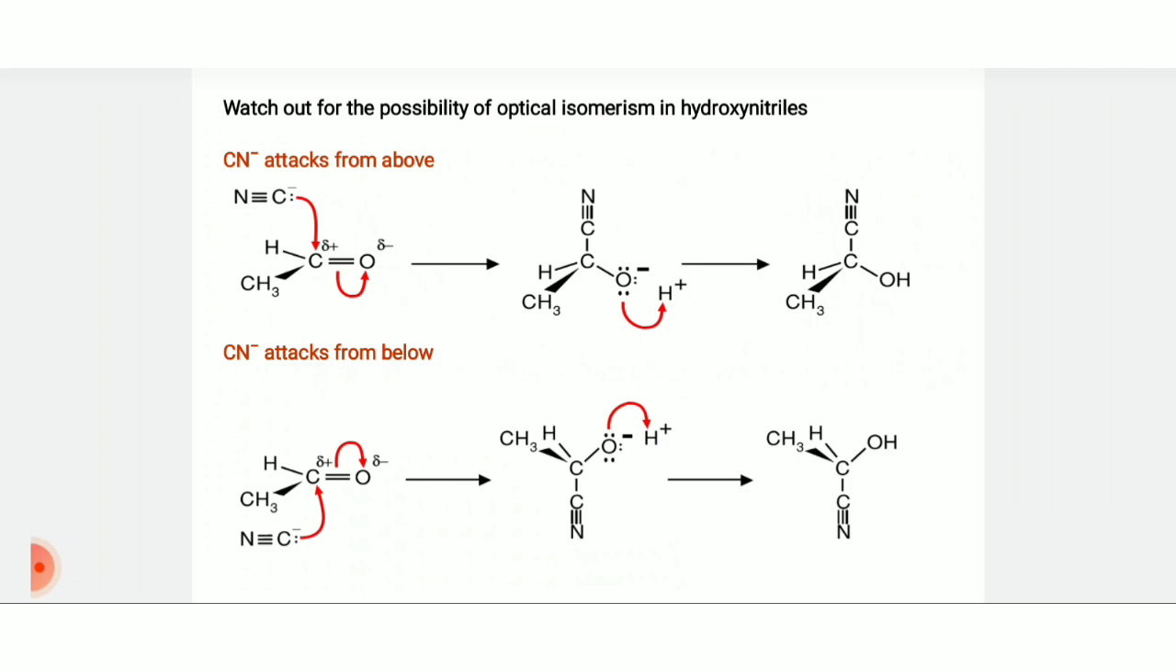The stereochemistry of the cyanohydrin product. Acetaldehyde is present in a planar structure. The cyanide attacks from above and below the carbon, forming an optical isomeric product. This product is the enantiomeric product.